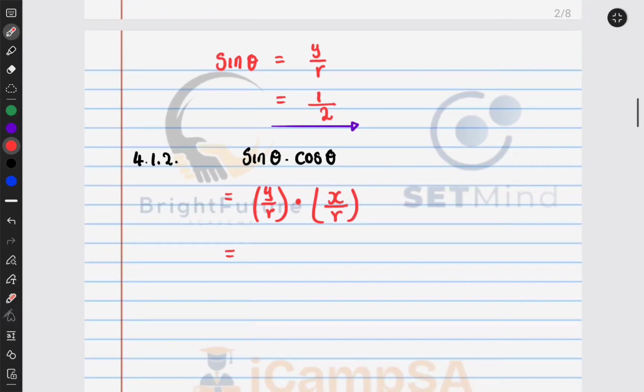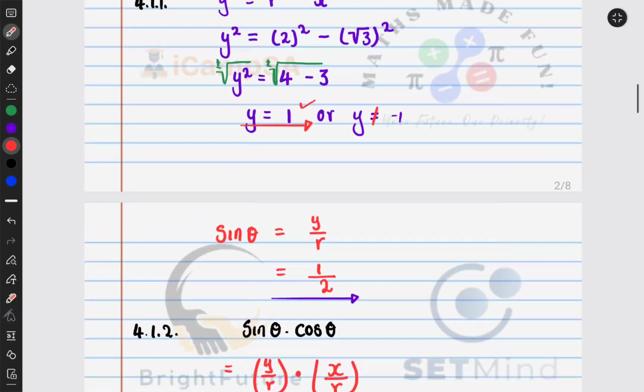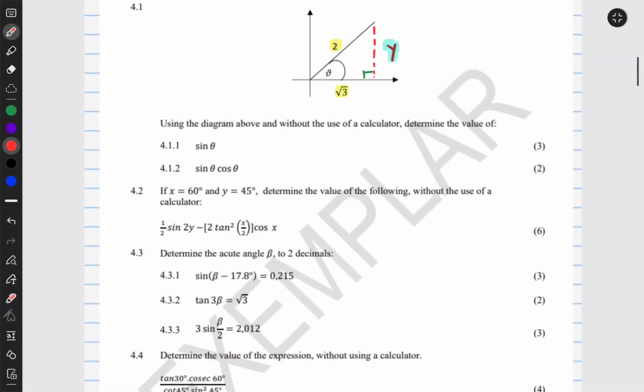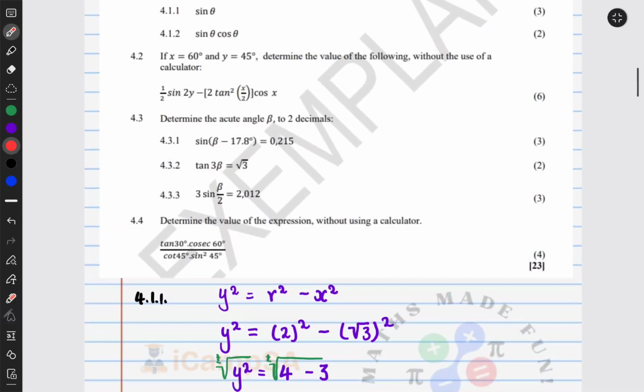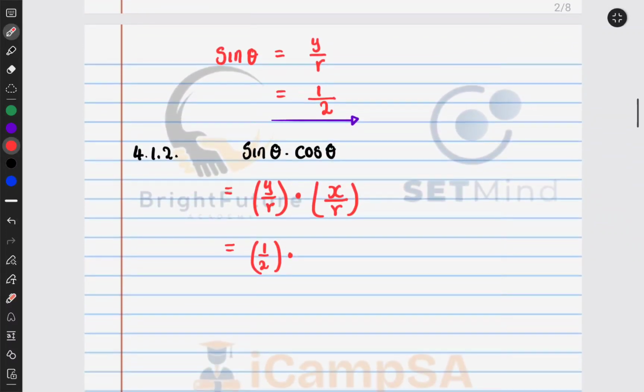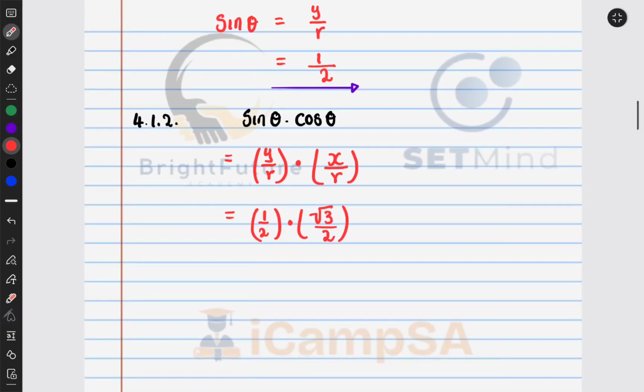We've already calculated sine theta. It's 1 over 2 multiplied by cos theta, x over the hypotenuse, which is √3 over 2. Let's simplify this. 1 multiplied by √3 is √3. 2 multiplied by 2 is 4. Therefore the answer is √3 over 4, and that is your final answer.